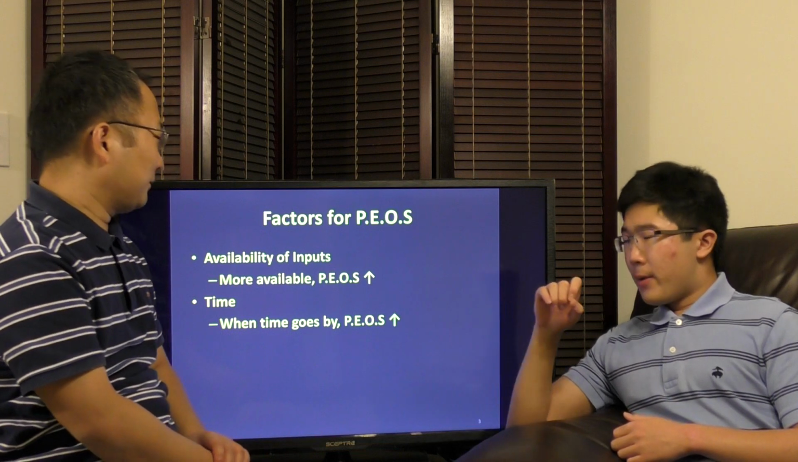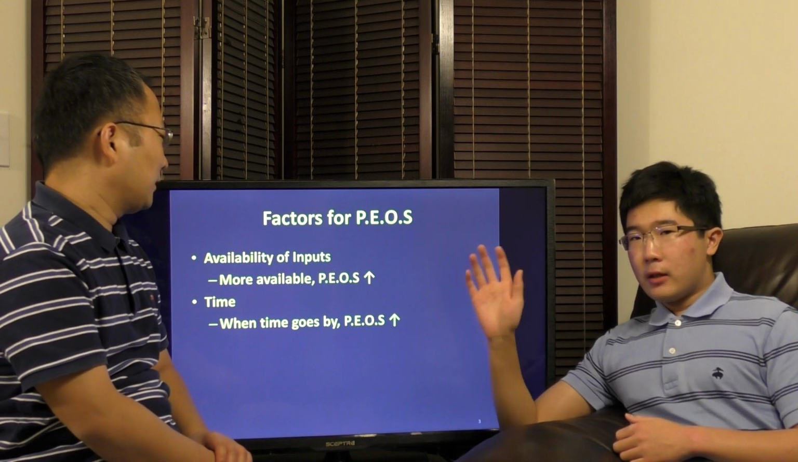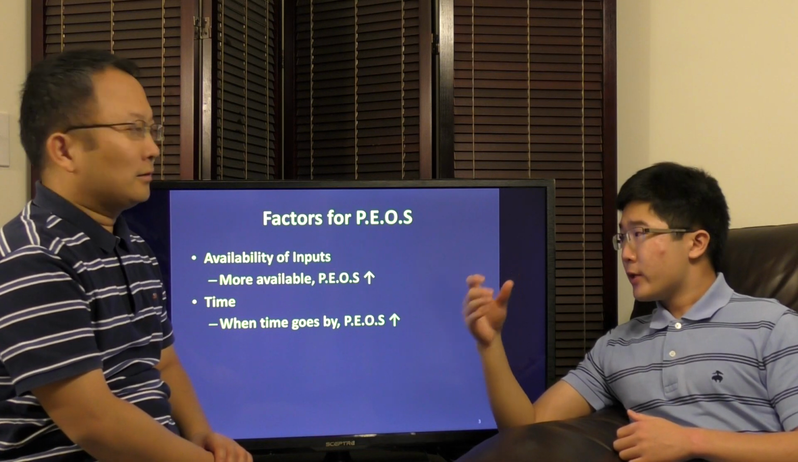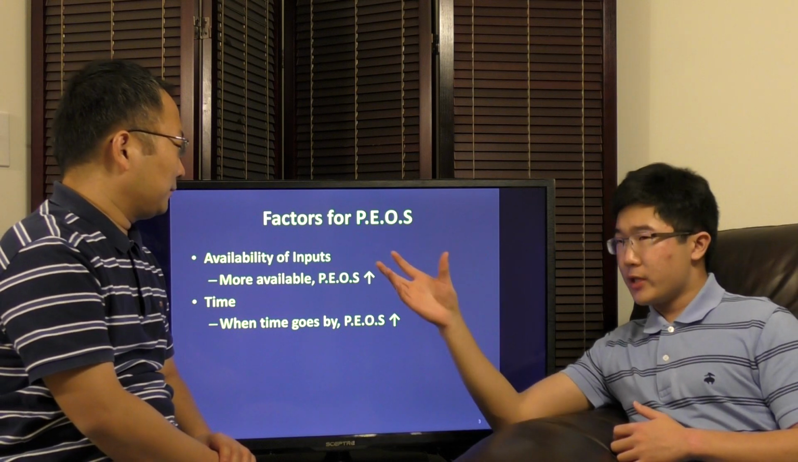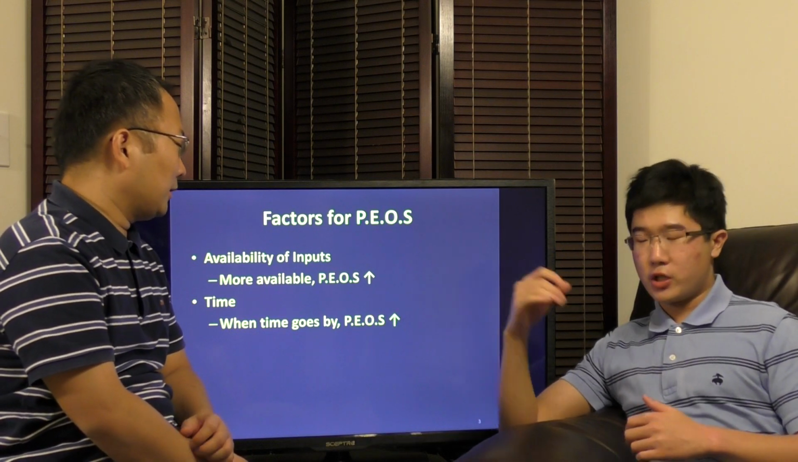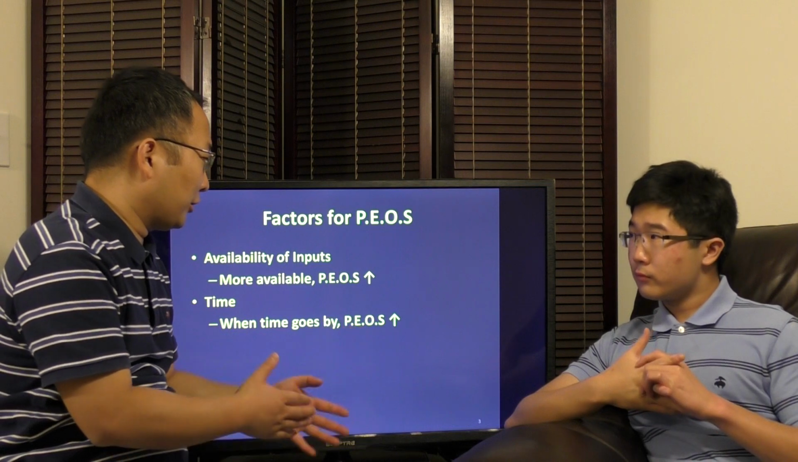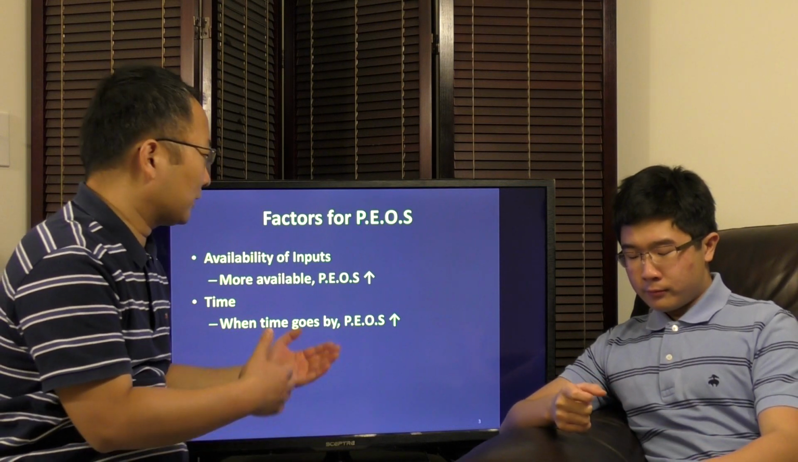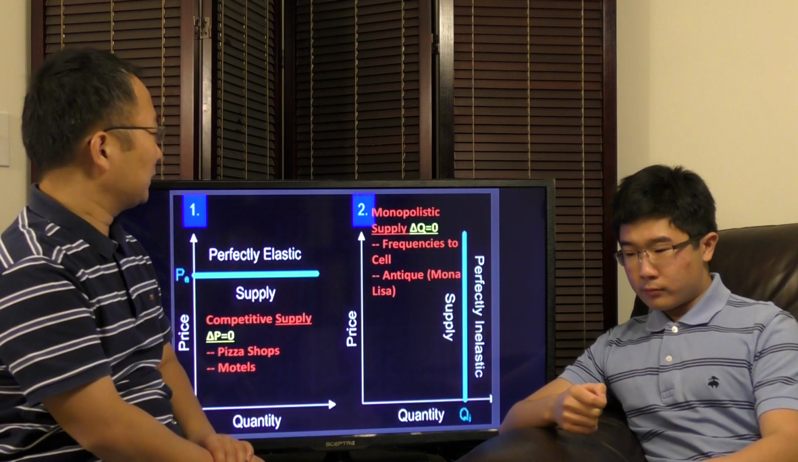Okay. And basically when time goes by, you see less sticky wages, and you are able to have more flexibility in your inputs, and thus more flexibility when the price changes, and then the delta Q will increase. Okay, because more supply can get into the market.